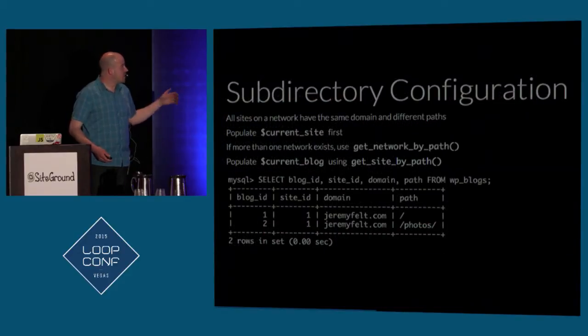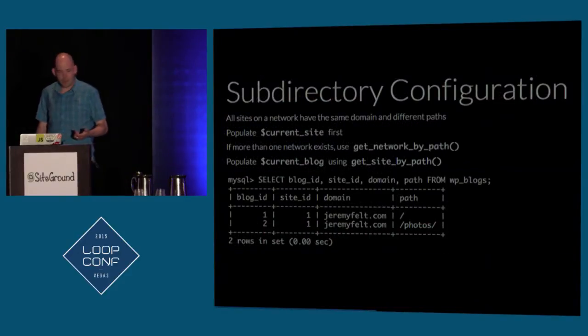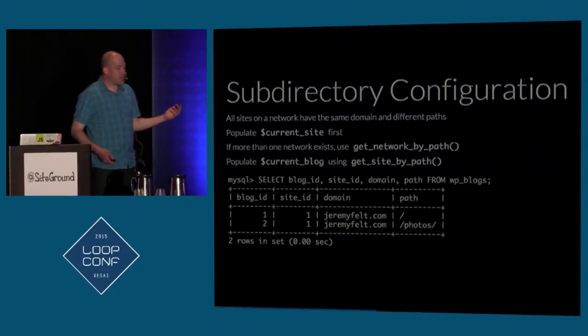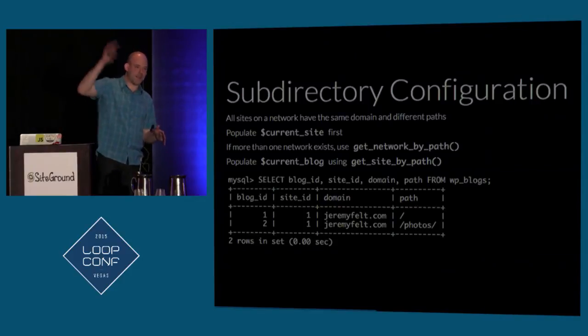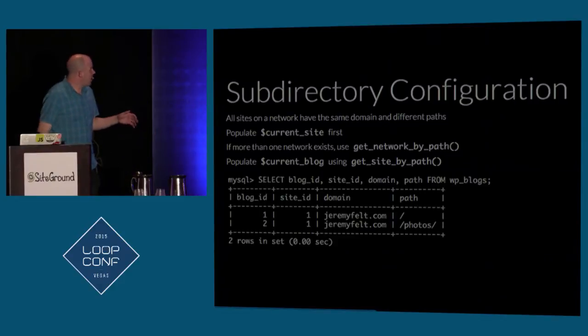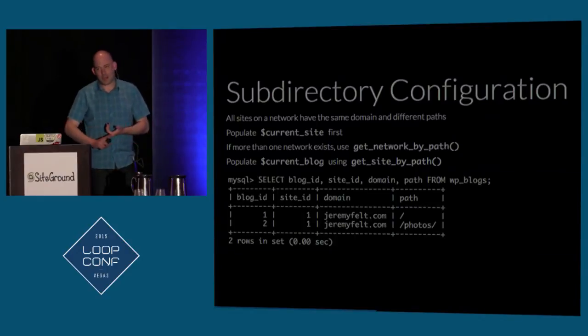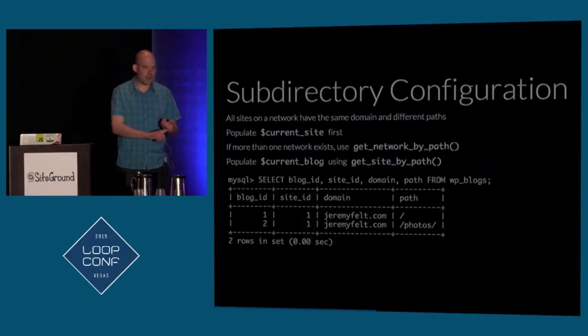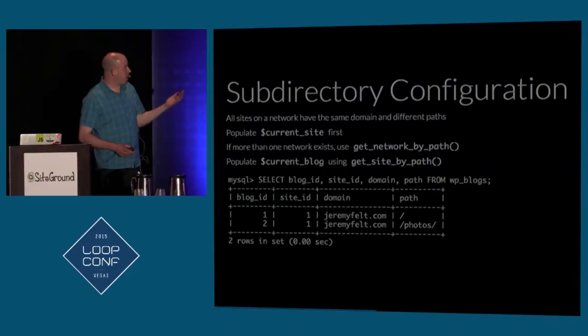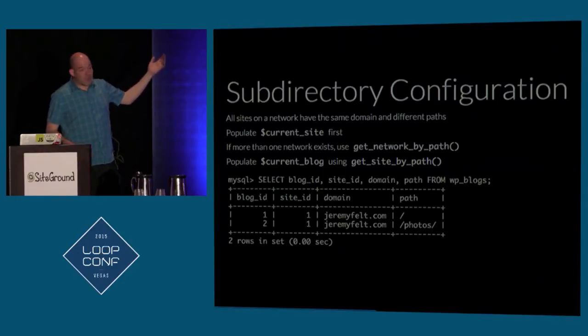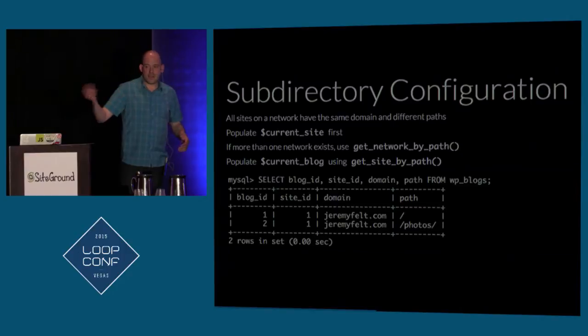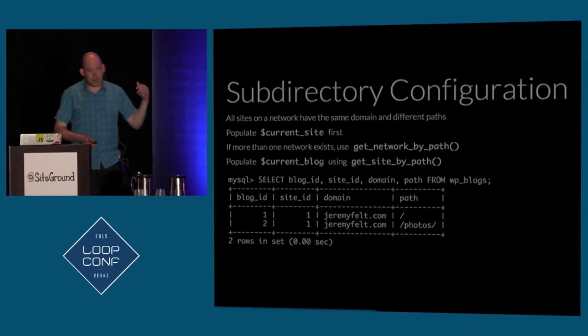If you don't use these, the subdirectory and subdomain configurations become a lot more important. So in a subdirectory configuration, you have the same domain for all of the sites on your network, and all of the paths differ. So what we want to do when a page loads there, to be more efficient, is populate the network object first. So we determine which network we're on by looking up the domain and the path. And then once we know that information, we can look up the site that we're on to populate the current blog. So for current site, if there's really only one network, we're able to just guess at that immediately and fill the object. If there's not, then we use get network by path. And then for the current blog, we'll use get site by path right after.